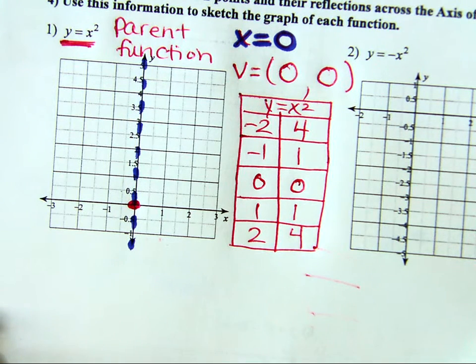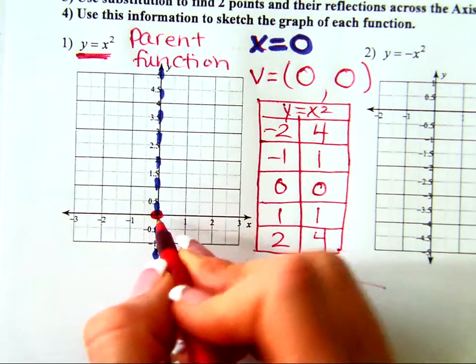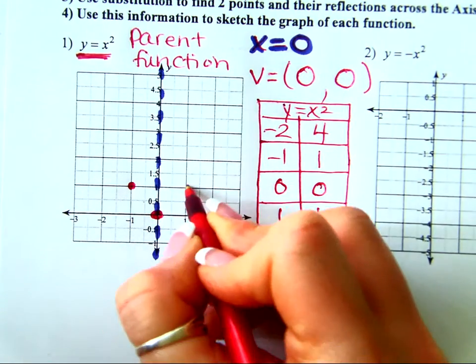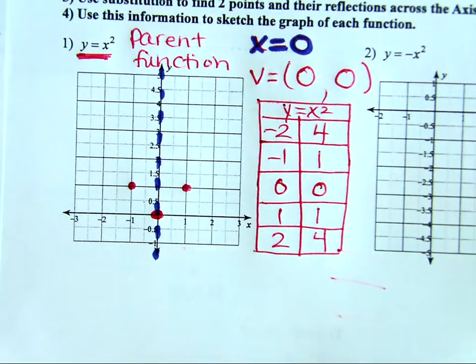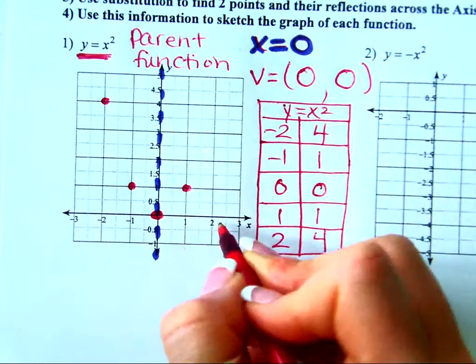I'm going to just show you where this parent function is made from. It's made from (0, 0), (negative 1, positive 1), (positive 1, positive 1), (negative 2, positive 4), and (positive 2, positive 4).